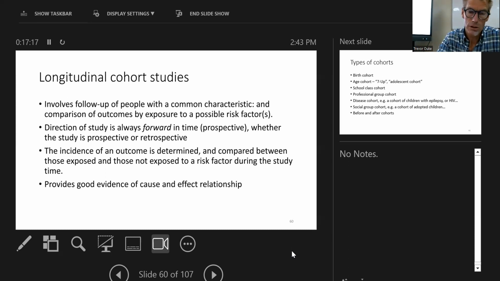So a cohort study probably provides a bit better evidence for cause and effect relationships, mostly because it's prospective and mostly because you can adjust for confounding along the way. Although it's not perfect, it's not like the gold standard, which is a randomized trial. A cohort study is not randomized. It's a longitudinal study, right?